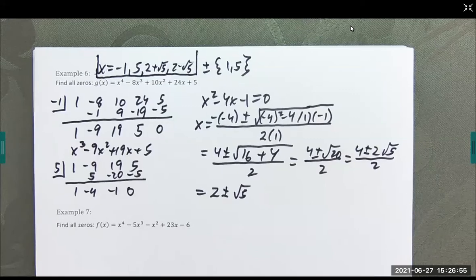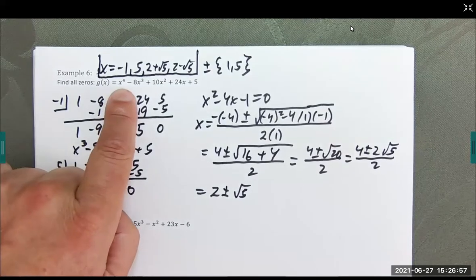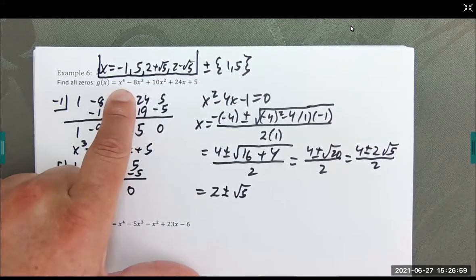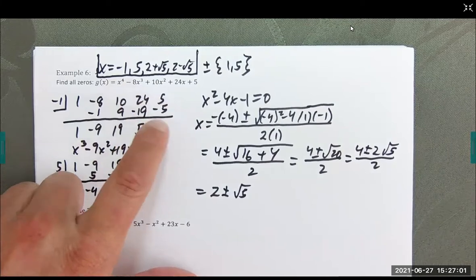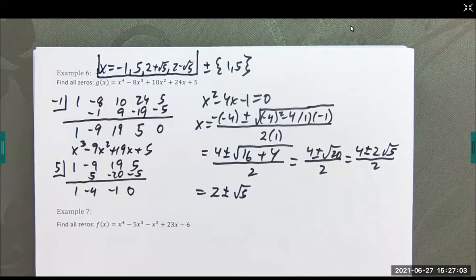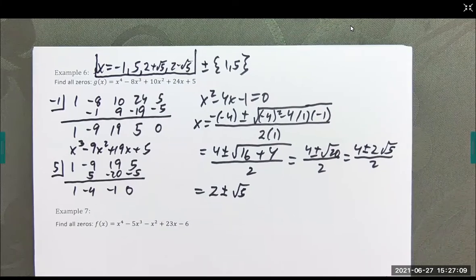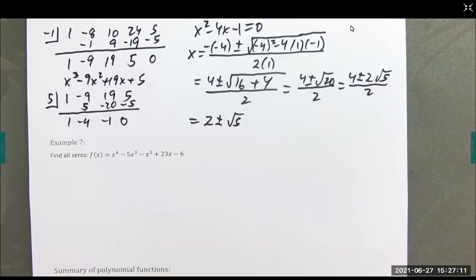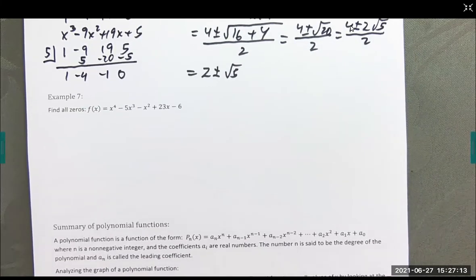So 4 solutions, and according to the fundamental theorem of algebra, because x to the 4th power, we should get 4 solutions. Some may be complex, there may be some multiplicities, but we should get 4 solutions. All right, last problem, and then we have a summary.